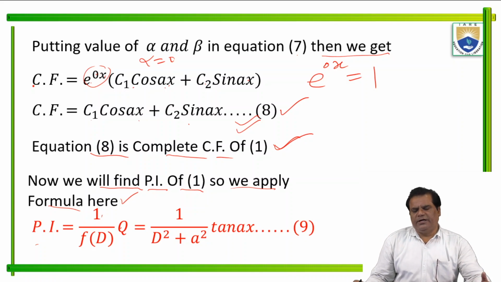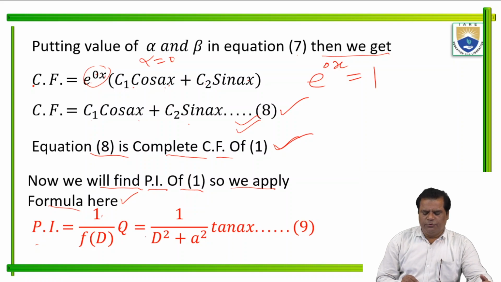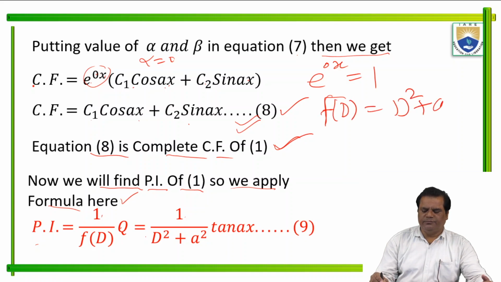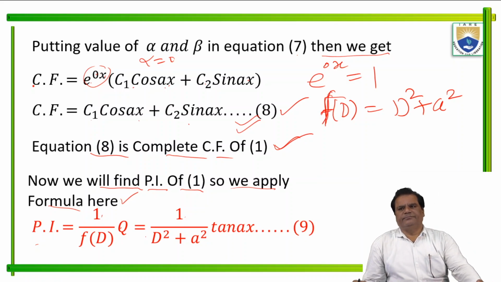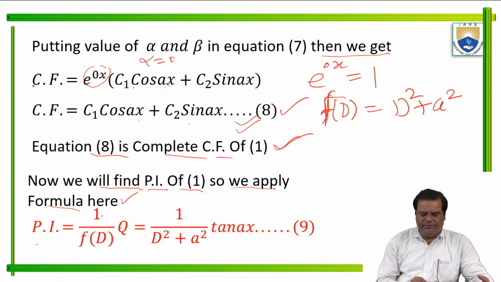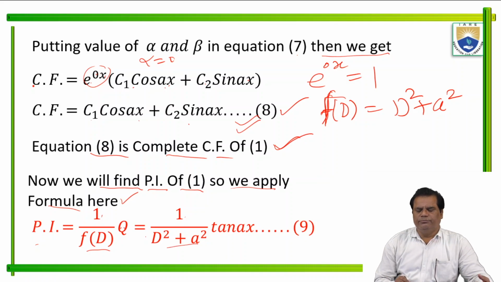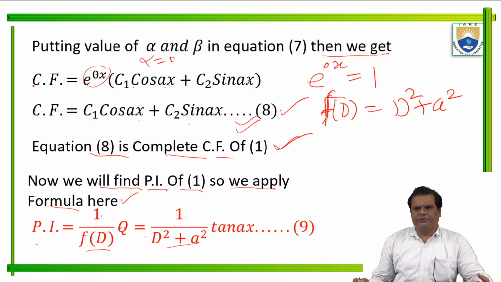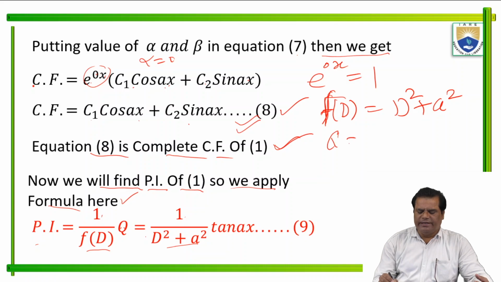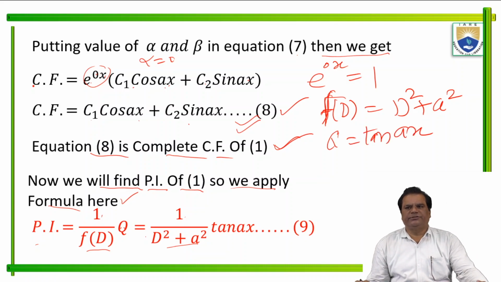This is the basic formula; we apply it in several questions. So this equals 1 upon F(D). I already discussed that F(D) here is D square plus a square. So putting the value of F(D) here and Q. In our question, Q is sin(ax), given in our question.